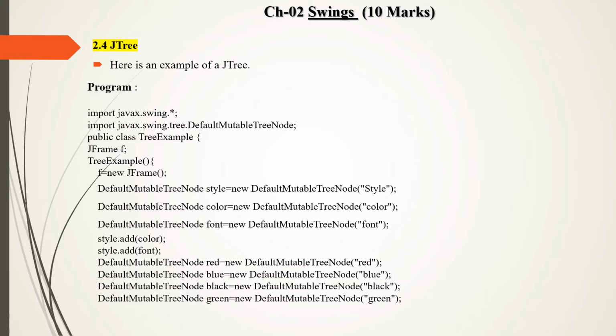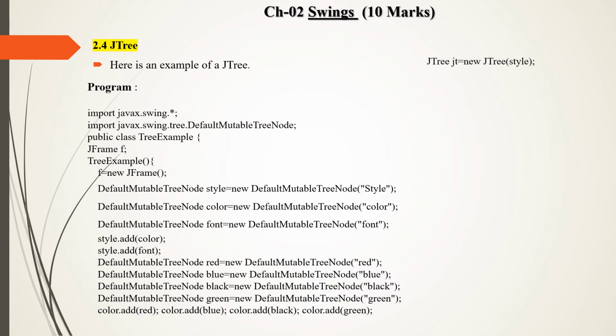Then similarly we create green node, and all these nodes are sub nodes of color node. So we add this node into color subnode. So code for this, first we write color. Color is the object, dot add is the method, and red is the object of subnode. So style is our root node, and then color and font are subnodes of style, and red, blue, black, green, these are the subnodes of color.